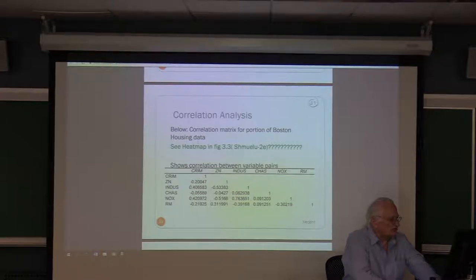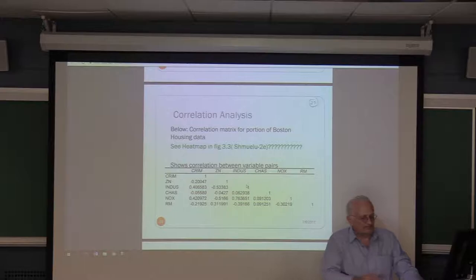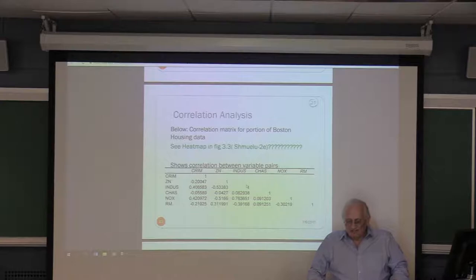When you create a correlation matrix like this, the idea is to find two variables that are highly correlated and remove one of them. And today I will try to explain why we do that.